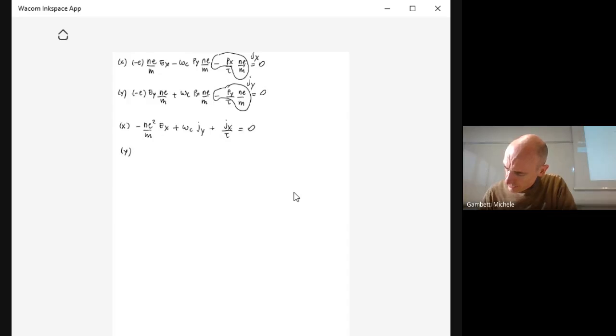And in the second equation, we have minus n e squared divided by m minus omega c Jx, and then we have plus Jy divided by the relaxation time, equal to 0. Then n e squared divided by m resembles the conductivity. We just miss one relaxation time to have the actual shape of the conductivity. So I multiply everything by the relaxation time.